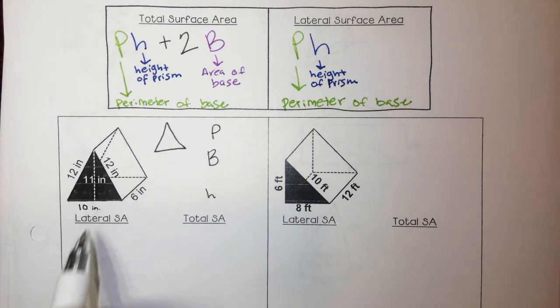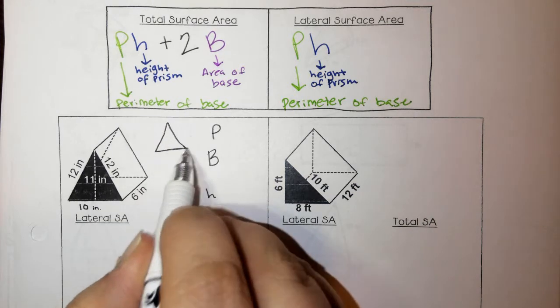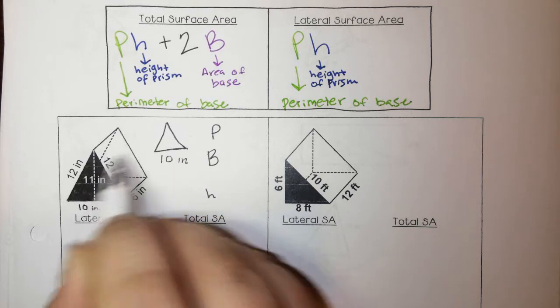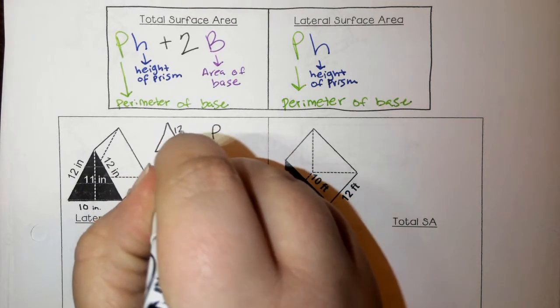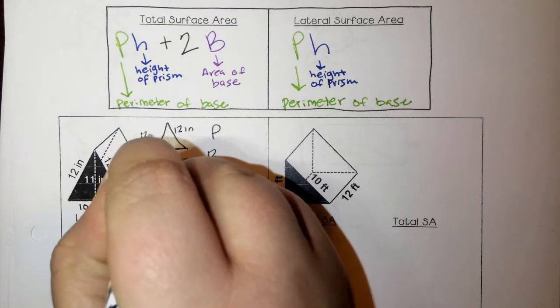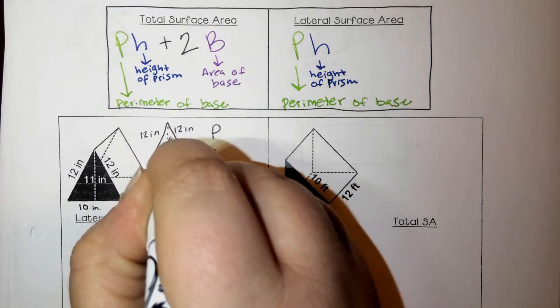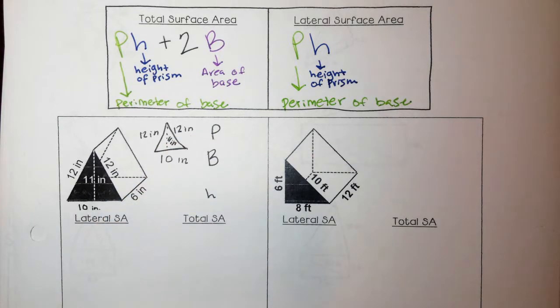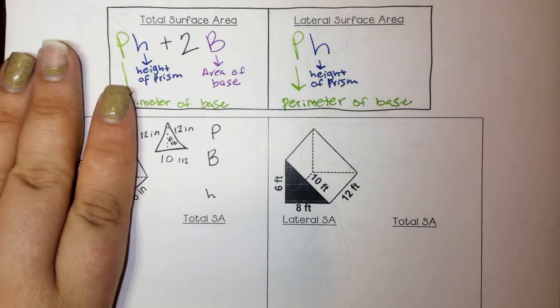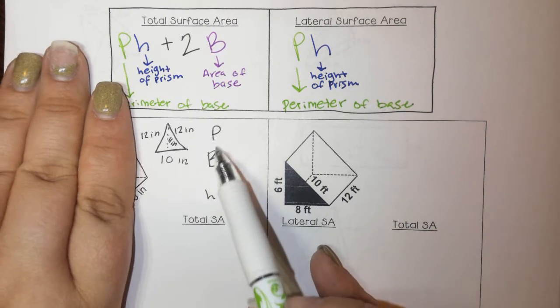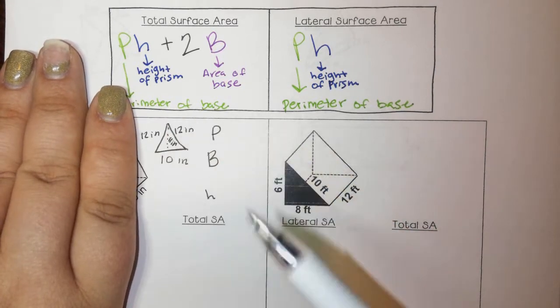I've redrawn my base. I'm going to label everything that I know about it. This bottom edge here is 10 inches. And each slanted side is 12 inches. And it looks like our triangle is 11 inches tall. Now I'm going to cover up the triangular prism, because to find capital P and capital B, we only need the base that we've redrawn.